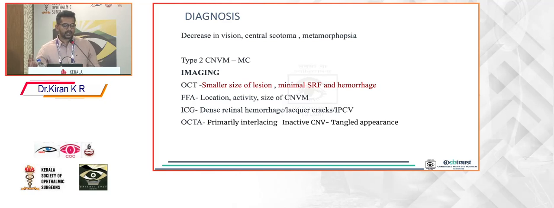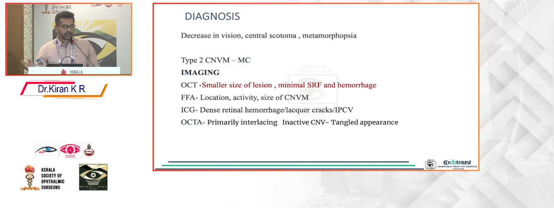The patient can present with decrease in vision, central scotoma, or it could be very mild symptoms like metamorphopsia. The most challenging part in the management of myopic CNVM is the detection part, because it can present with very subtle changes. The choroidal neovascular membrane could be very small with very minimal exudation and hemorrhages. It doesn't have a typical picture of age-related macular degeneration. A type 2 CNV is the most common type seen. So we have to resort to multimodal imaging to make a diagnosis and to follow up these patients.